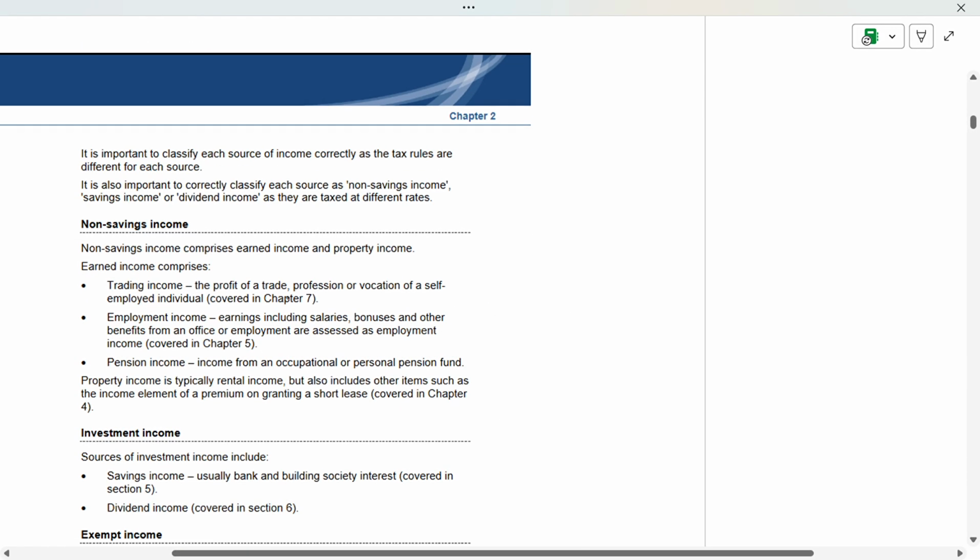Okay, it is important to classify each source of income correctly, as the tax rules are different for each source. It is also important to correctly classify whether it is a savings income, a non-savings income, or a dividend income.